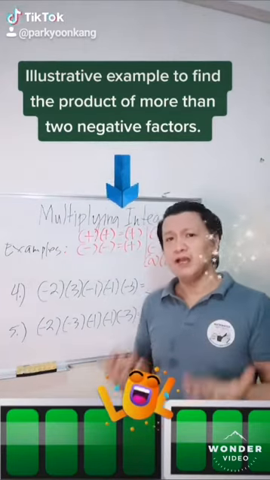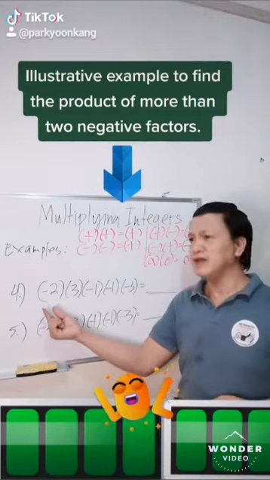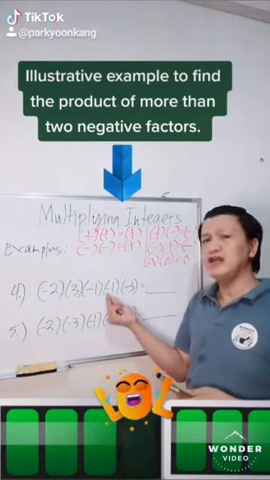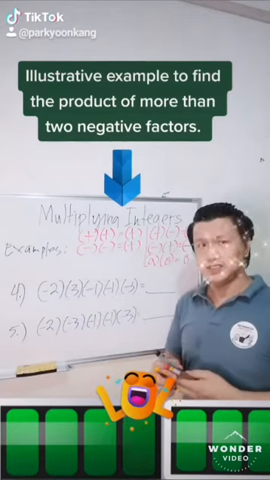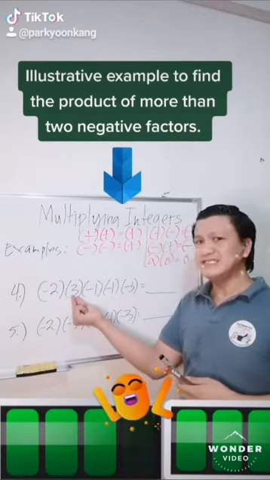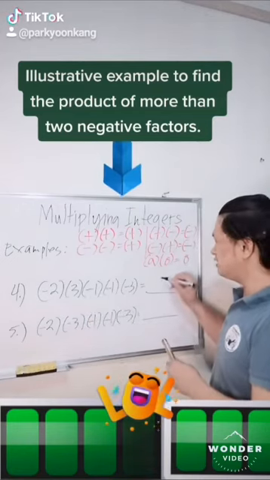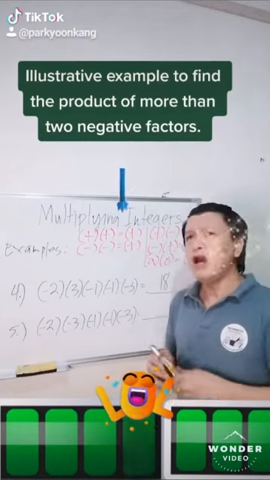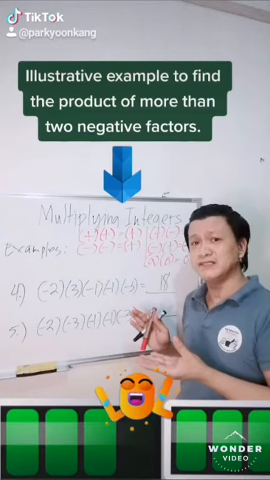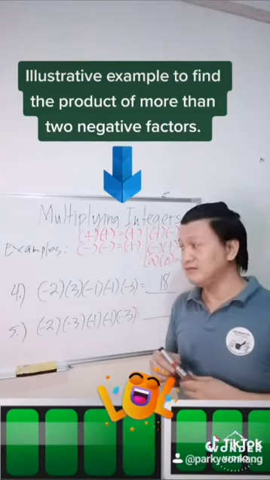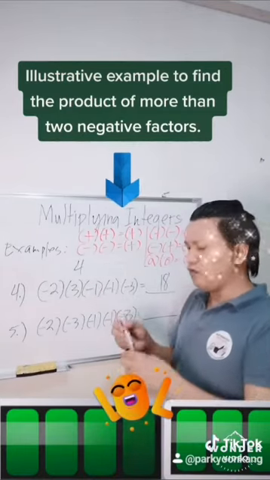How about if you multiply two or more integers like this? Example number 4, you multiply negative 2 times 3 times negative 1 times negative 1 times negative 3. What is the product of these integers? Simply, 2 times 3 is 6, times 1 is 6, times 1 is 6, times 3 is 18. Just simply write 18. Then, how am I going to determine whether the sign of my product is negative or positive? Count the number of negative signs. 1, 2, 3, 4. Just simply write 4.